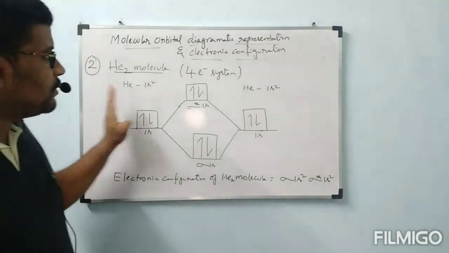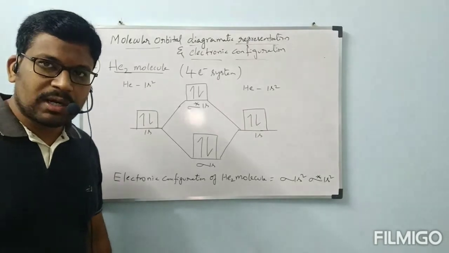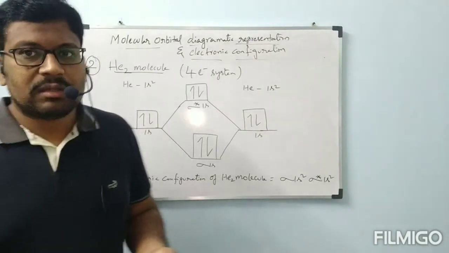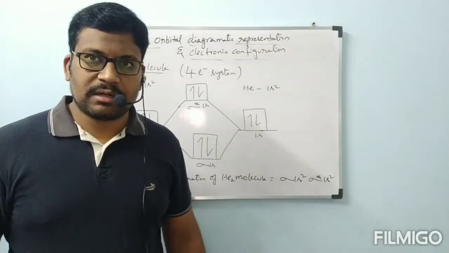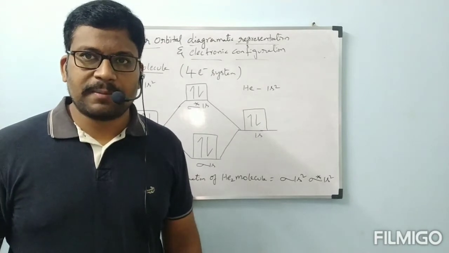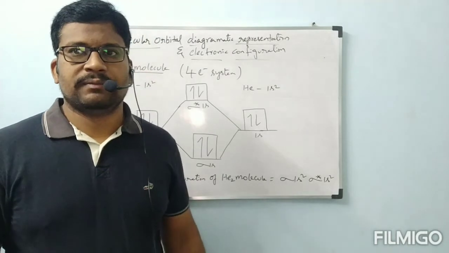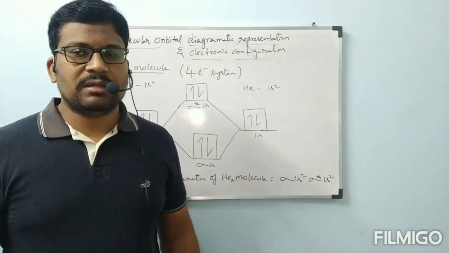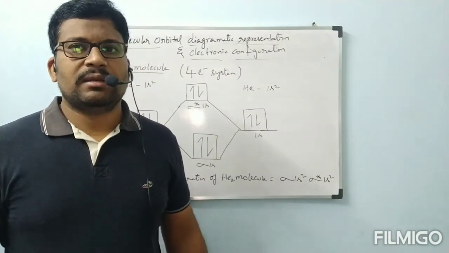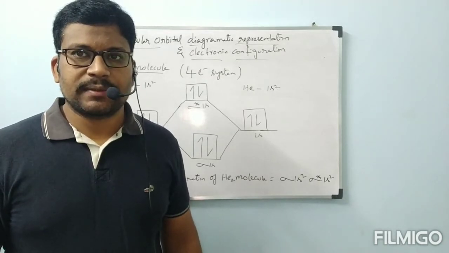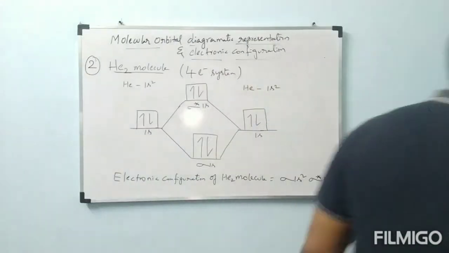Now I am going to rub this out and find the bond order. After finding the bond order, we will decide whether the molecule exists or not. Only then can we write the magnetic properties. If the molecule does not exist, there is no need to write magnetic properties, because the molecule itself is not there. Is it okay, ma'am? Now let us see.